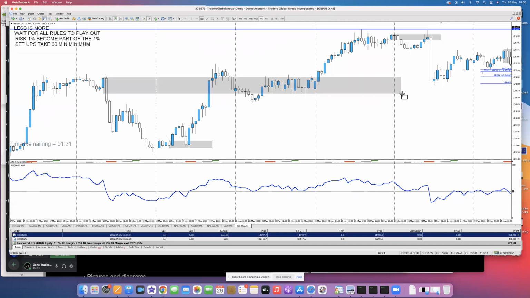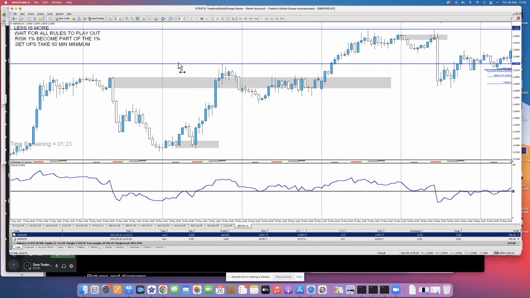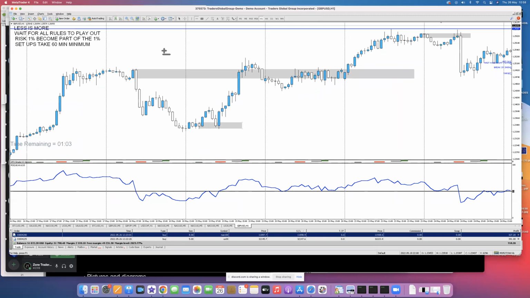Order blocks that fail act as flip zones for the market. This is true support and resistance. None of this line stuff over here that people are drawing. Like I said before, guys, price is linear. It's not on a 45-degree angle or anything like that. It's linear, which means on a horizontal. It works horizontally, not diagonally.